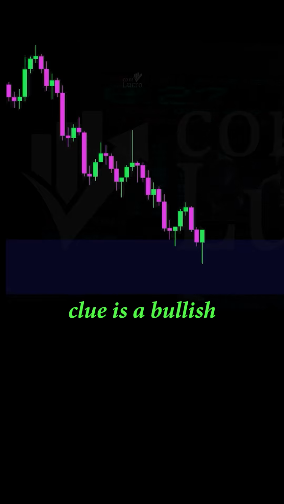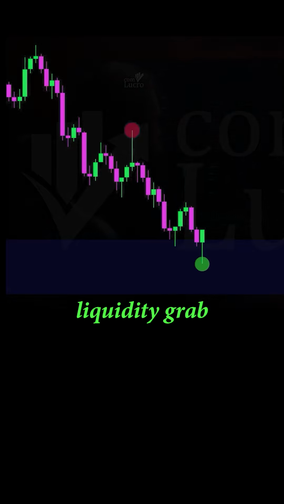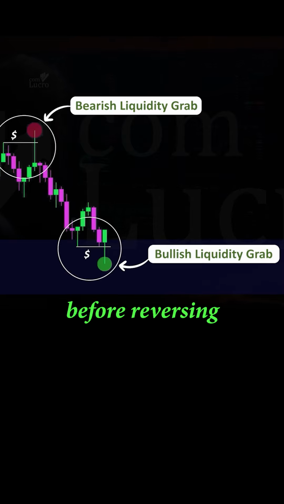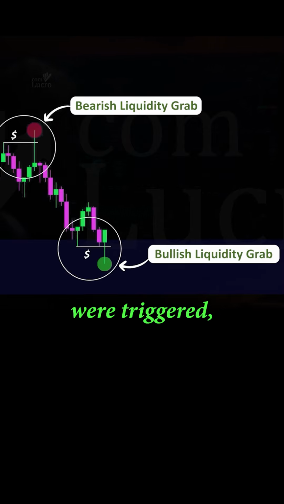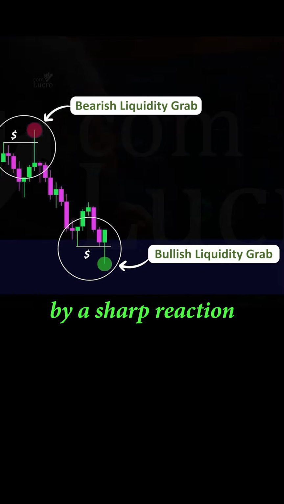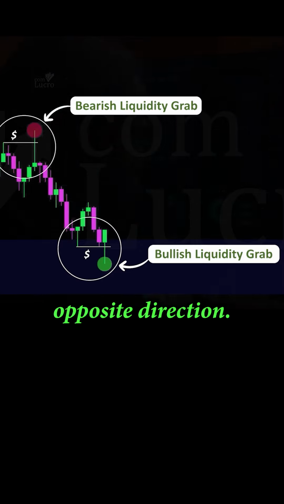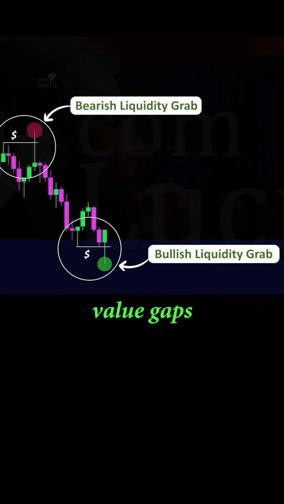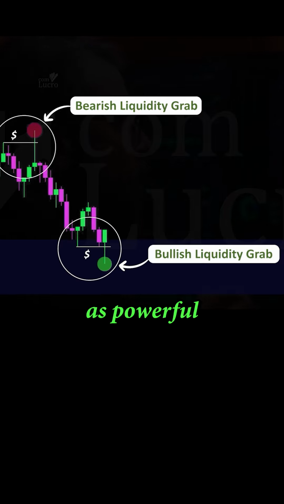One strong clue is a bullish liquidity grab, when price briefly wicks below a previous swing low before reversing upward. This move shows where stop losses were triggered, followed by a sharp reaction in the opposite direction. Liquidity grabs often occur near key zones like fair value gaps and can serve as powerful entry confirmations.